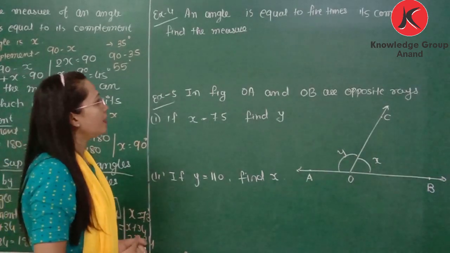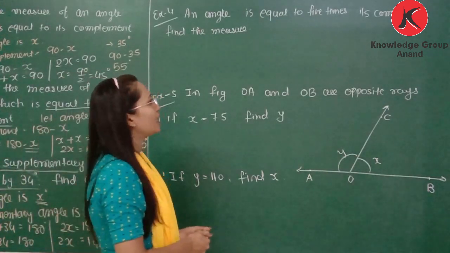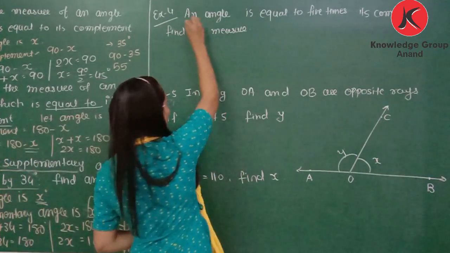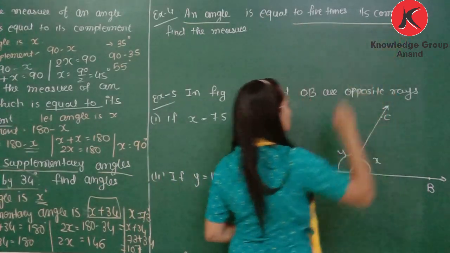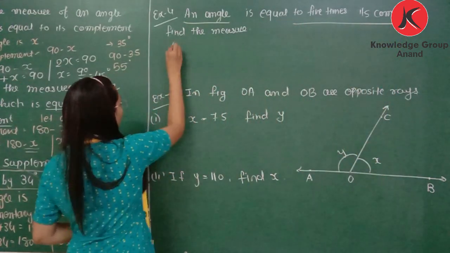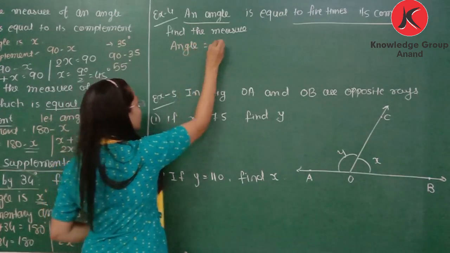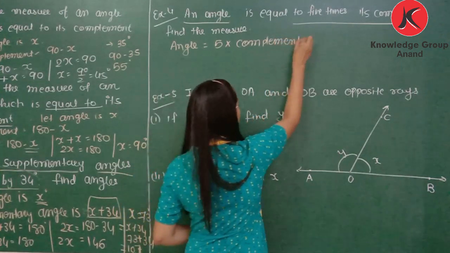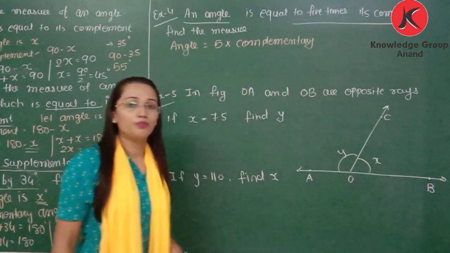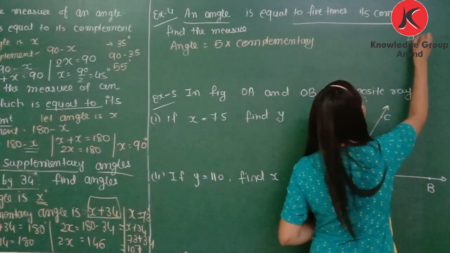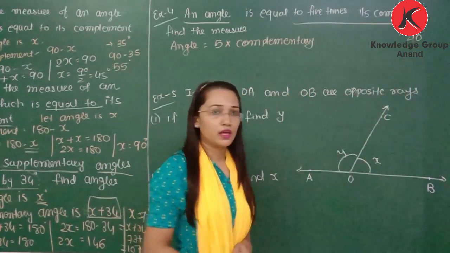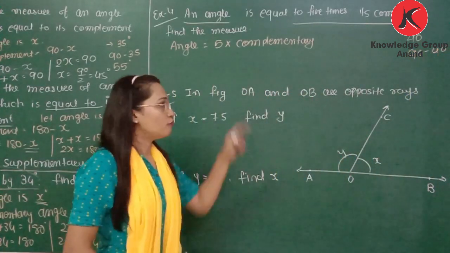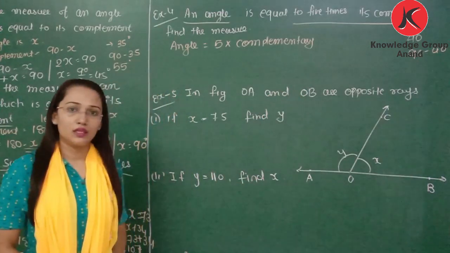Now next, an angle is equal to 5 times its complementary angle. Find the measure. So what is the statement? An angle is equal to 5 times its complementary. So let's write: an angle is equal to 5 times its complementary. Okay. If we have angle 40, then what is the complementary of 40? That is 90 minus 40. For 40 degrees, the complement is 90 minus 40.